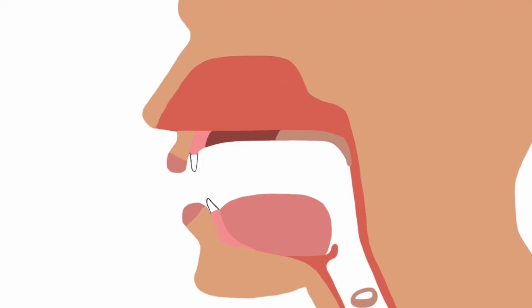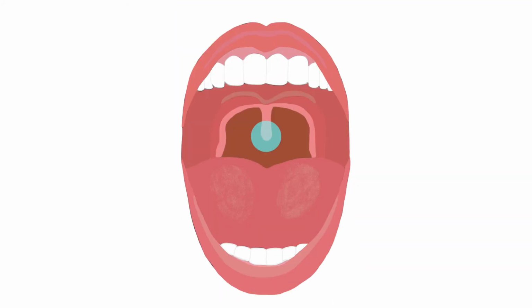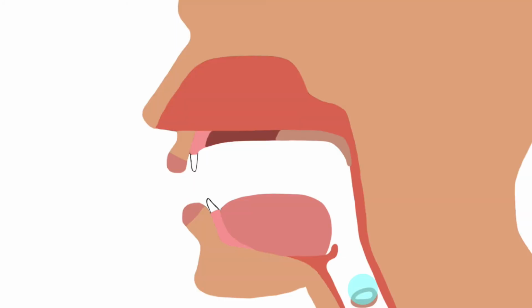I'll repeat it one more time. We have 7 places of articulation in Japanese. Both lips, gum ridge, the back of the gum ridge, hard palate, soft palate, uvula, and glottis. Did you get the picture?